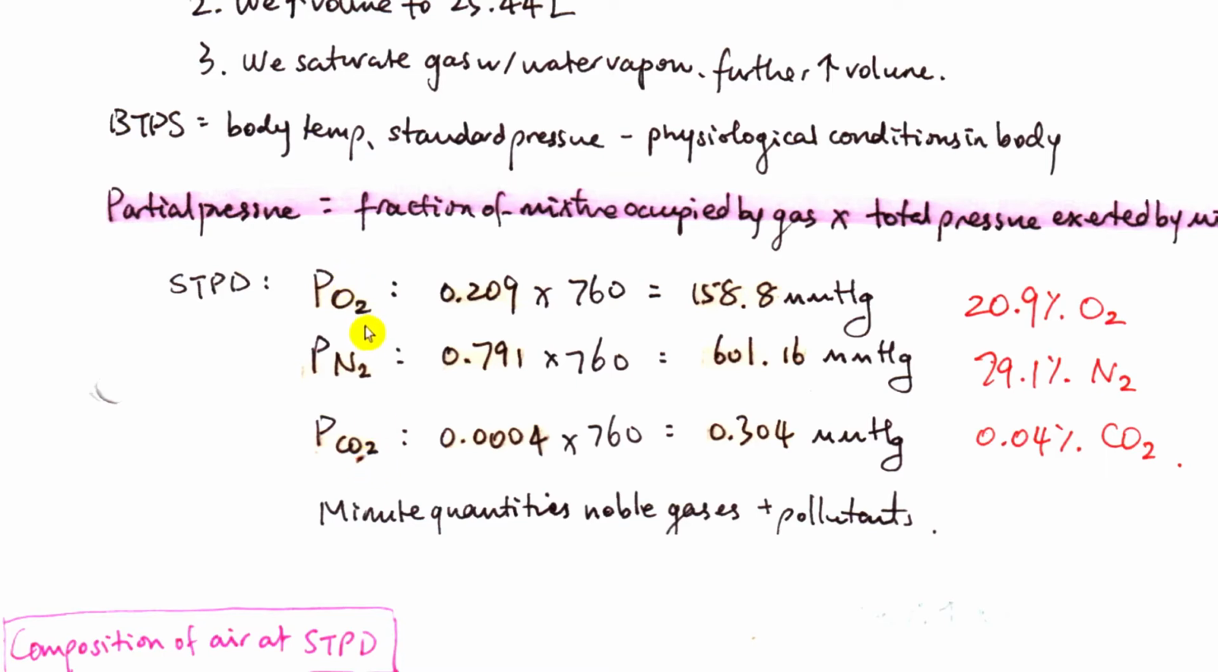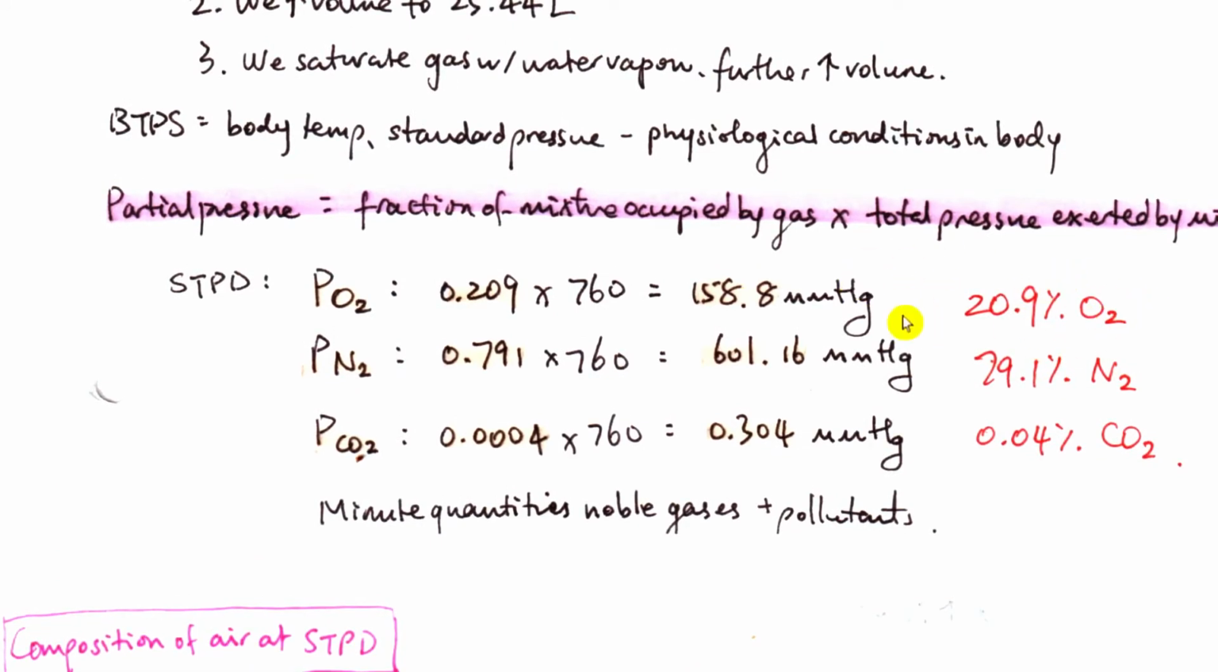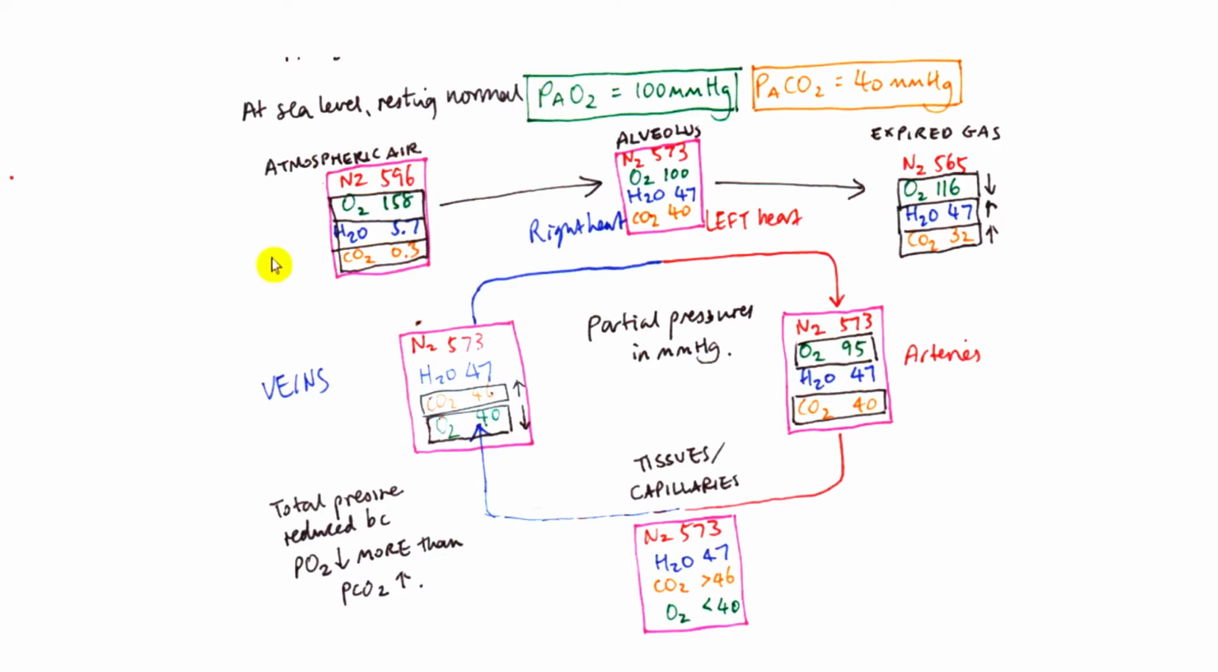So if we look at the partial pressure of oxygen, oxygen has about 20.9% in the atmosphere. The air we breathe is about 21% oxygen. So if we do this fraction times the total pressure exerted by the atmosphere, which is 760, then we get 158.8 millimeters of mercury. Nitrogen, around 79.1% nitrogen in the air. It gives a partial pressure of 601.16, and partial pressure of carbon dioxide is about 0.04% times 760, which is 304 millimeters of mercury. There's minute quantities of noble gases and pollutants, which we don't really need to worry about here. So if we look at this chart, we can see that those numbers correspond roughly.